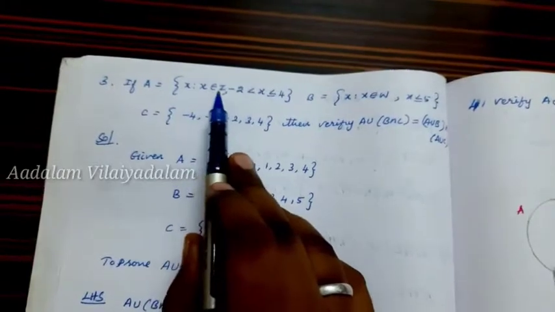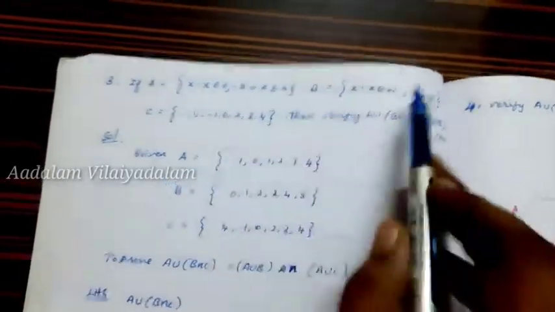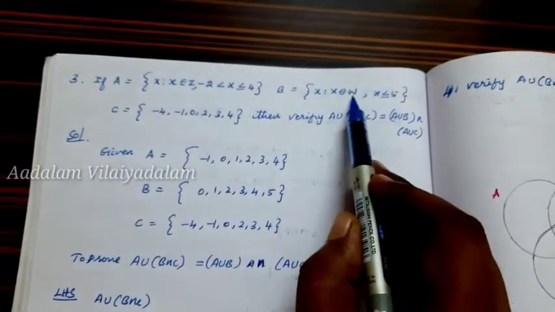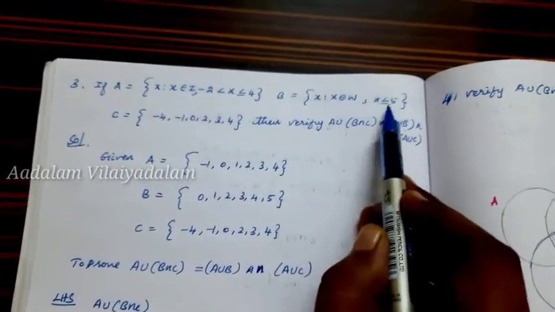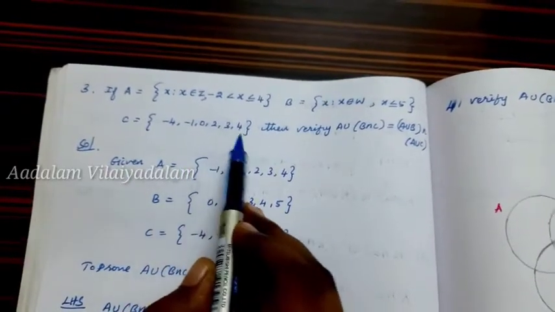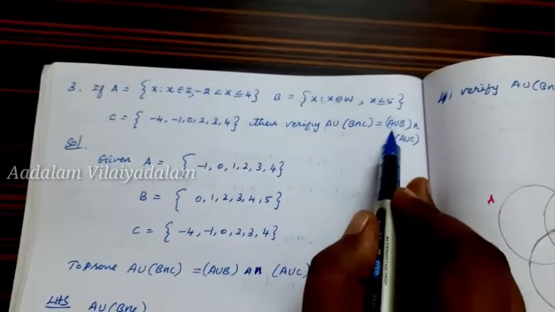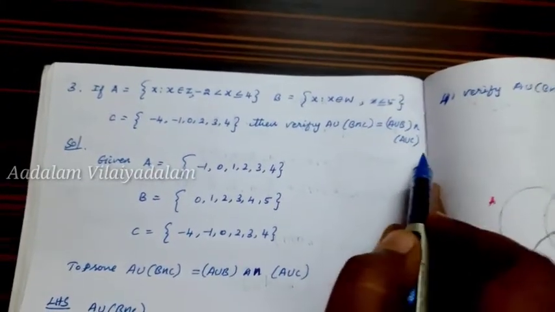Third question is, if A equals x such that x belongs to Z, minus 2 less than x less than or equal to 4, and B equals x belongs to W and x less than or equal to 5, and C equals minus 4, minus 1, 0, 2, 3, 4, then verify A union B intersection C equal to A union B intersection A union C.